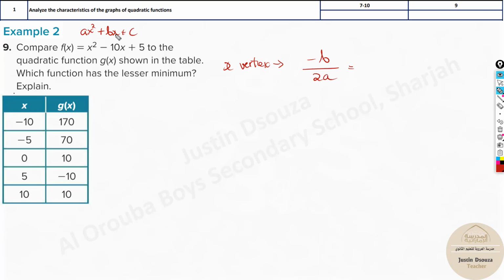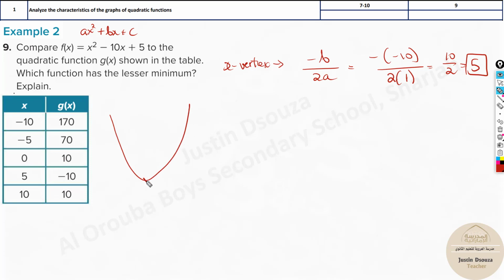All you do is substitute. What is the b value? Minus of -10, divided by 2 times a. What is a? 1. So the answer will be 10 by 2, that is 5. The x coordinate of the vertex is 5. So now for this one, they have told minimum, that means it's going like this. This x value we found out to be 5. What is the y value? Just put the x value over here and find f of 5.